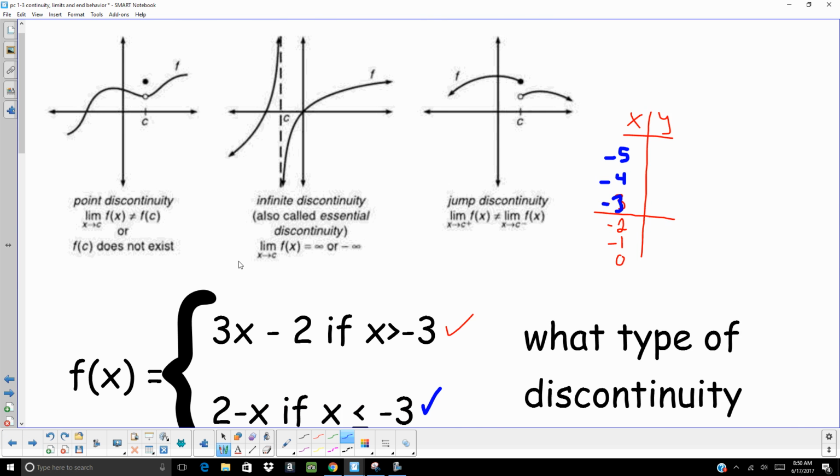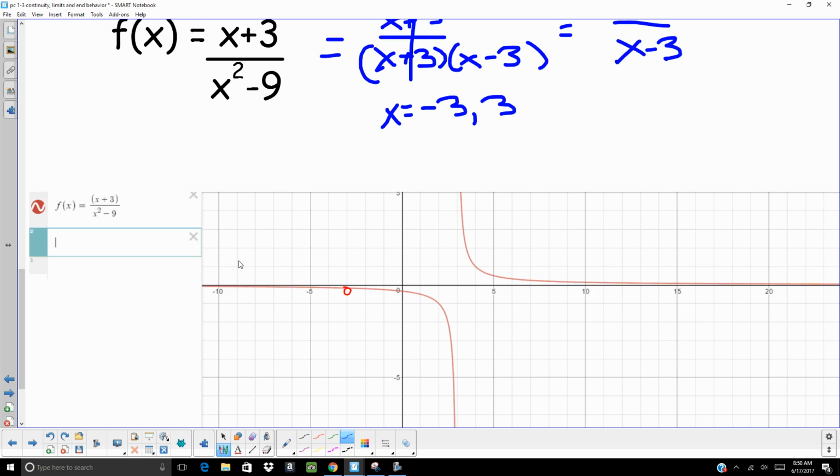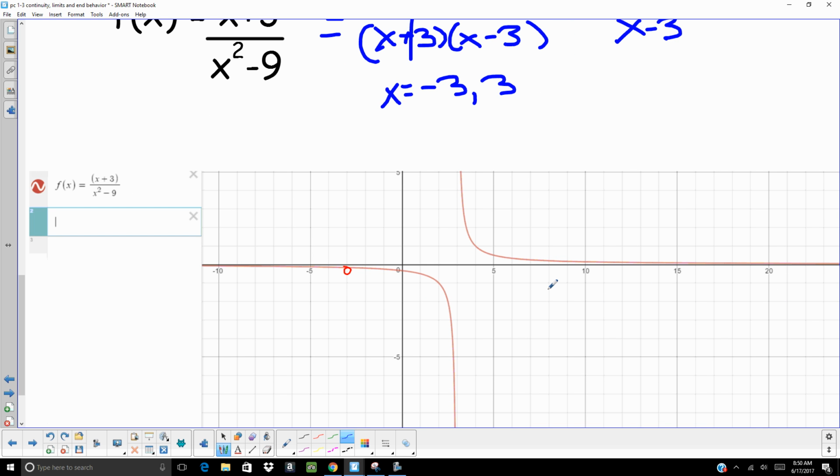Actually, let's go back, and I meant to talk about the end behavior of this one. End behavior is what is the graph doing at its extrema. So in this one, as x approaches +infinity, y is approaching 0. Because as x gets larger, y is approaching 0. Here, as x approaches -infinity, y is approaching 0.